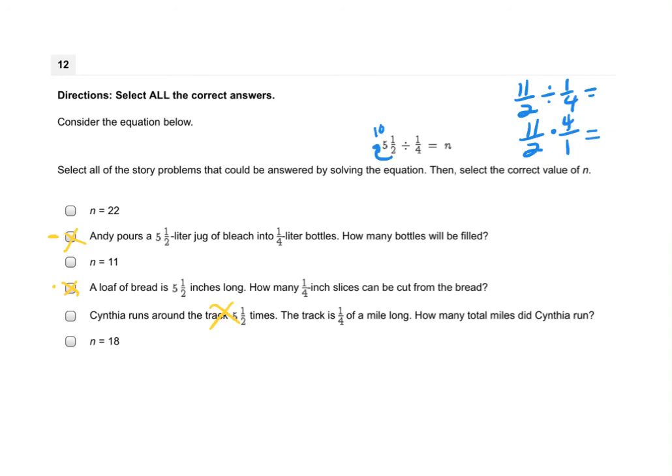Now 2 and 4 can cancel. 2 divided by 2 is 1. 4 divided by 2 is 2. When I multiply across, I get 22 over 1, which is just 22. So the final part of my problem is 22. So these are my three choices.